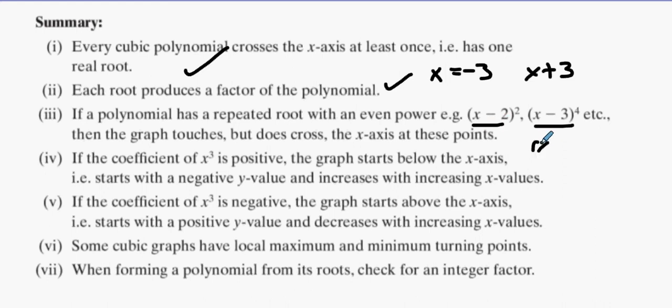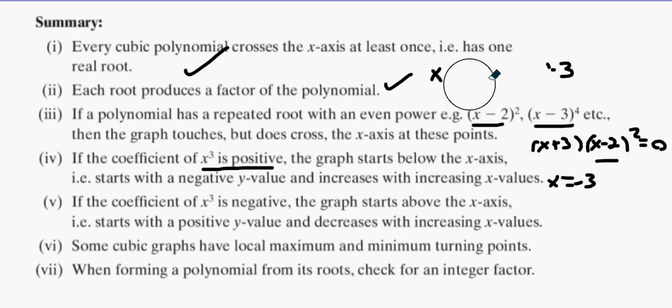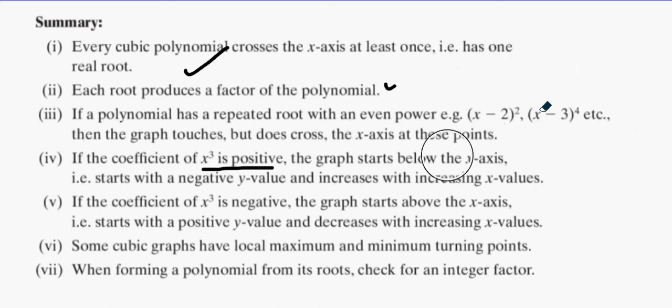If you have x plus 3 and x minus 2 squared, what does that mean? Crosses it at minus 3, but doesn't cross it at x equals 2. Alrighty. If the coefficient of x cubed is positive, the graph starts below the x-axis. So, let me give you an example. Once again, like Super Mario. You're going left to right, aren't you?